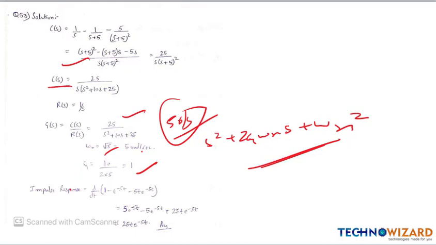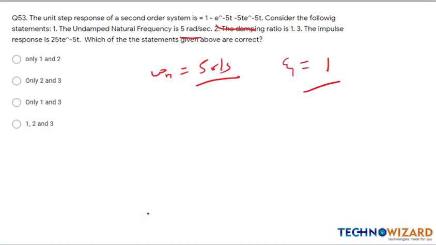And I have already told you, on differentiating the unit step response, you will get the impulse response. Therefore 25t e to the power minus 5t is the correct answer. Therefore all the statements are correct.